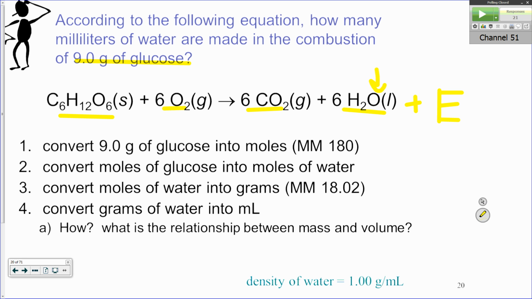And I want to know, in a combustion reaction, and it wouldn't matter if I were doing the reaction inside of a chemical vessel, or if you were to eat it and it happened inside of your body, it's the same reaction. Okay, I want to know what's the volume of water that's produced.